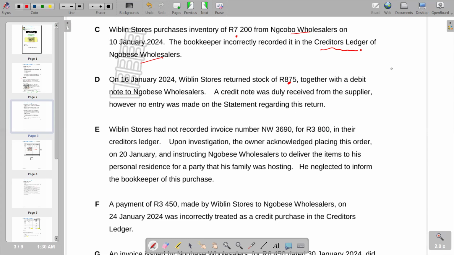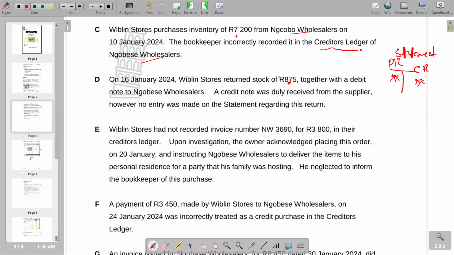Remember, on the statement, when you buy goods from them, this will be your debit side, and this will be your credit side. When we buy goods from them, and they are our creditor, they debit on their statement. So when returns are affected, they're supposed to go to the opposite side and be entered so that they reduce the amount by the amount of returns.